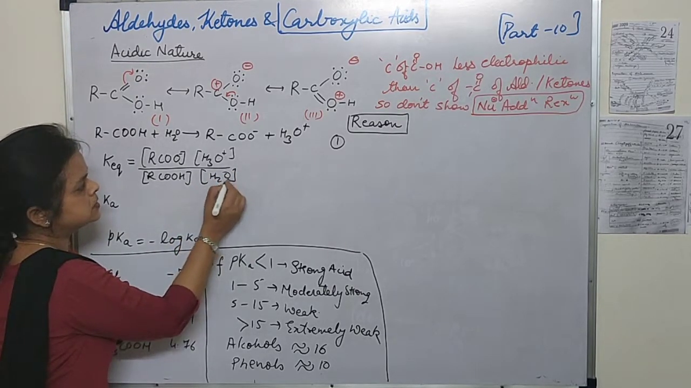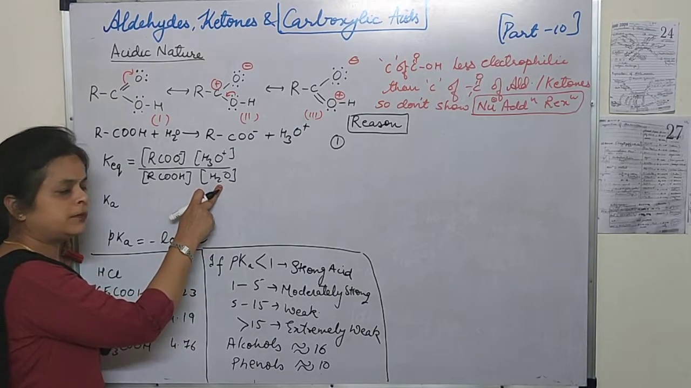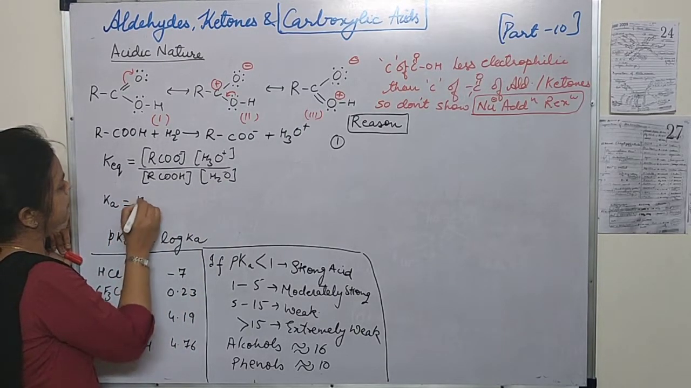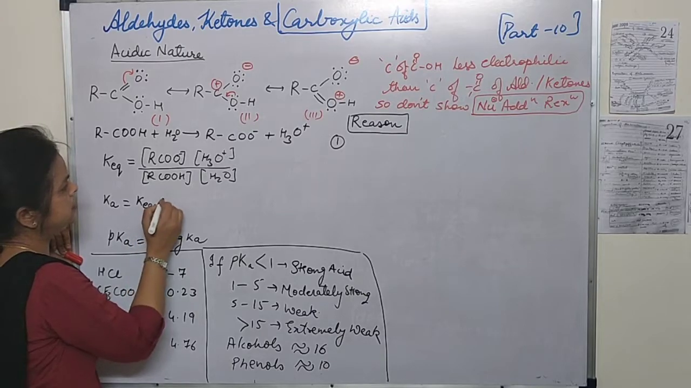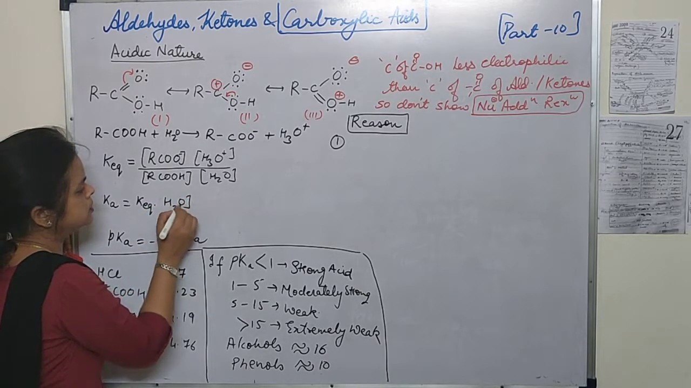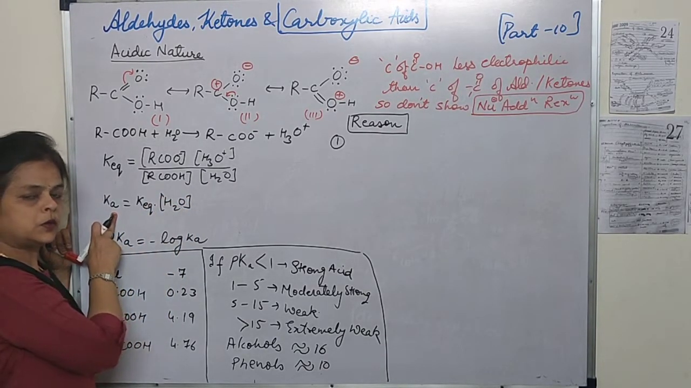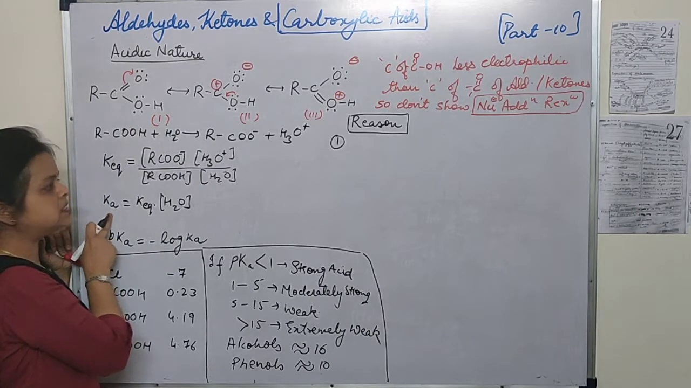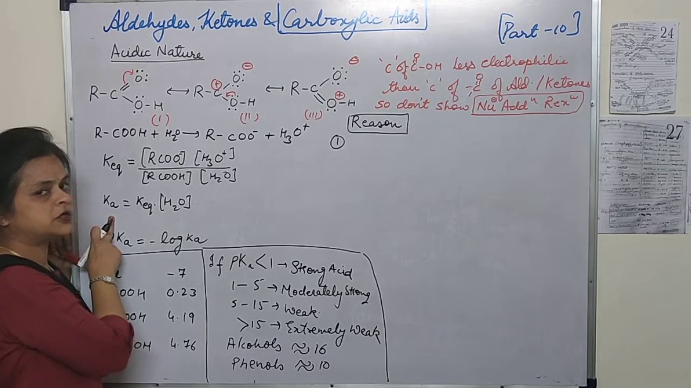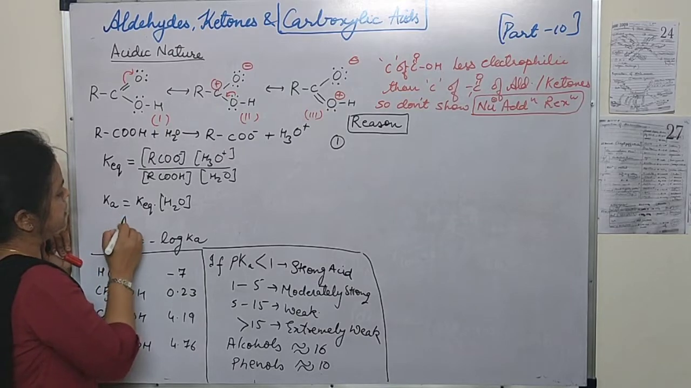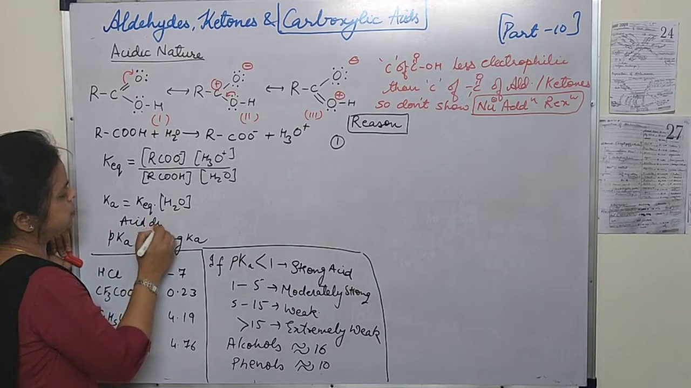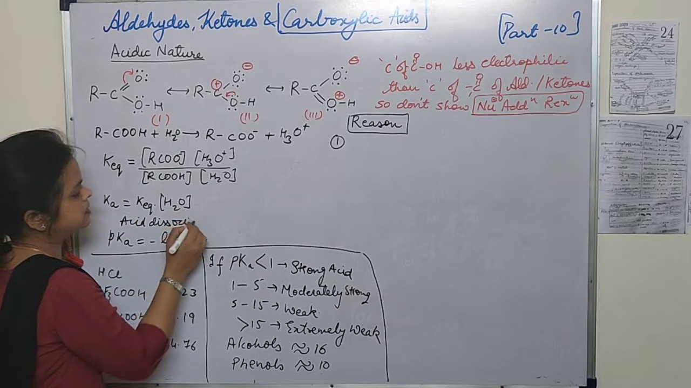Because the molar concentration of water remains fixed, we are combining the equilibrium constant with the molar concentration of water and we get a new constant Ka. What is this Ka? Dissociation constant of acid, or you can write acid dissociation constant.